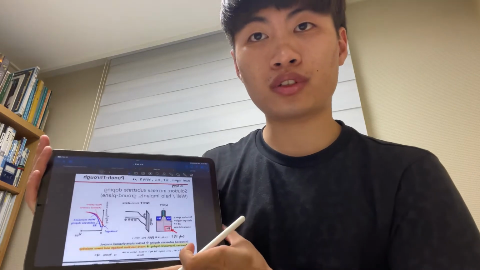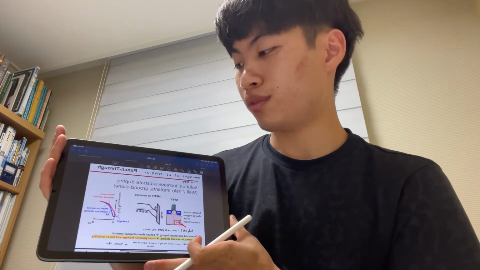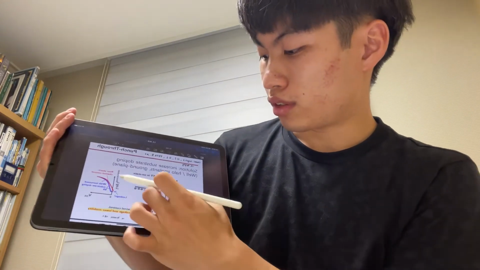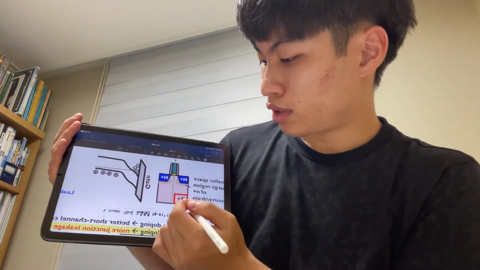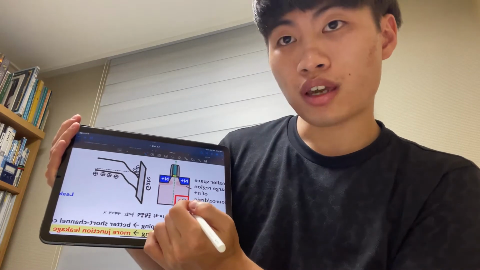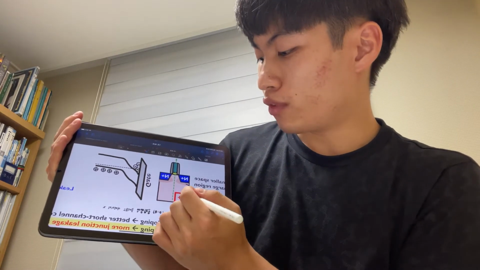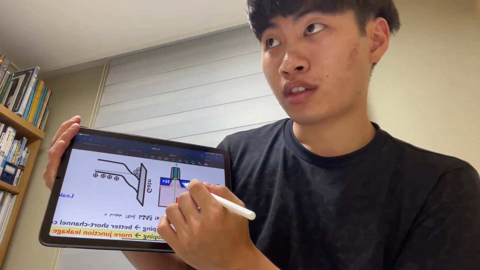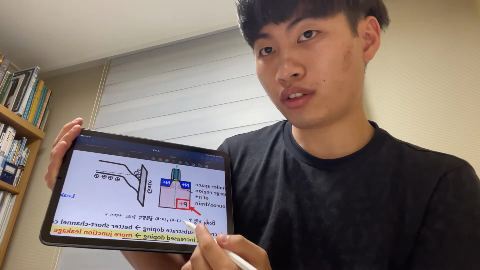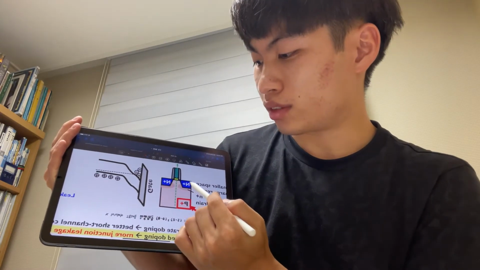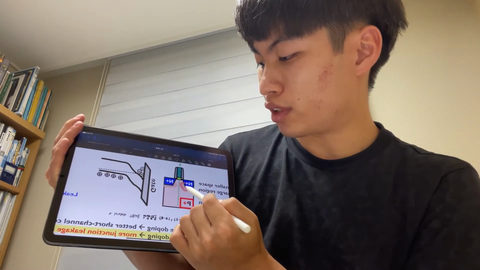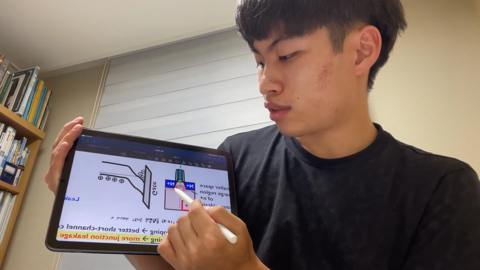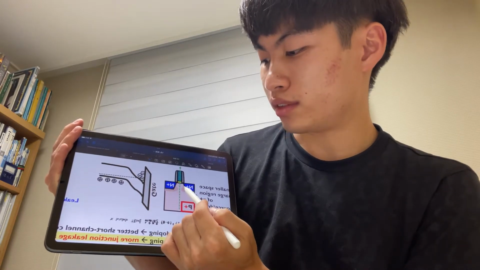So there are three solutions to prevent punch-through. The first solution is we dope the body heavily. When we dope the body heavily, theoretically the depletion area will decrease and there will not be an overlap area.